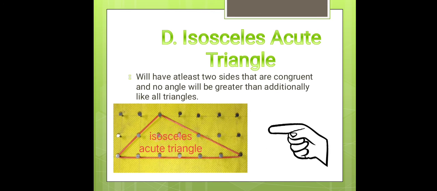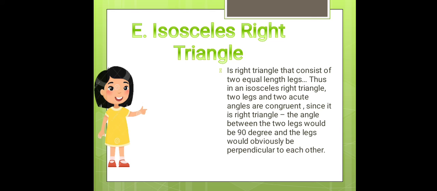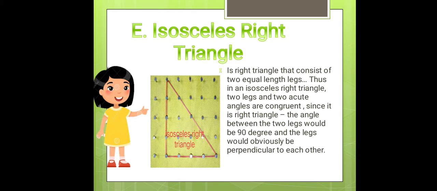Isosceles acute triangle will have at least two sides that are congruent, and no angle will be greater than 90 degrees, like all acute triangles. Isosceles right triangle is a right triangle that consists of two equal length legs. Thus, in an isosceles right triangle, two legs and two acute angles are congruent. Since it is a right triangle, the angle between the two legs would be 90 degrees, and the legs would obviously be perpendicular to each other.